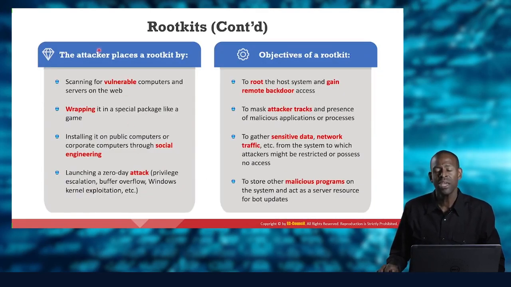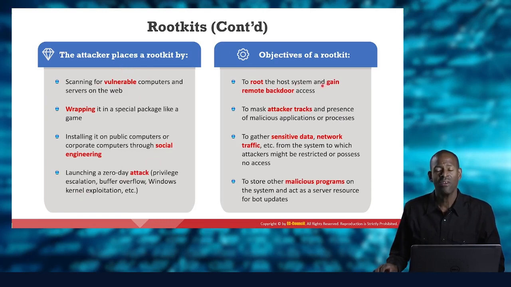So the attacker gets to my computer by, for instance, looking around and finding vulnerable computers and finding out, oh, there's one, it's vulnerable, or maybe wrapping it in a Trojan special package like a game, or installing it on a public computer through social engineering, making me click on something, or maybe a zero-day attack. They write their own code, never been seen before, and then launch it, and it might do privilege escalation, buffer overflows, or maybe exploit the Windows or the Linux kernel. But all of that, they want to get that rootkit on my system.